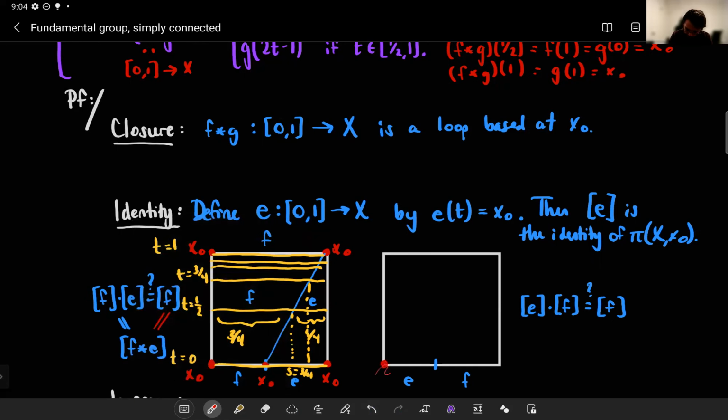Again, I have x0 as each of my endpoints. That's why we like to base everything at the same point, so we don't have to worry about that. And now, how can I define a continuous function that starts basically as the do nothing operation for half a second and then traverses F at double speed? Well, I just gradually spend less and less time doing nothing until I'm spending 0 time doing nothing.